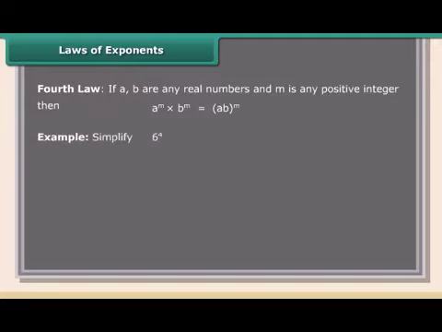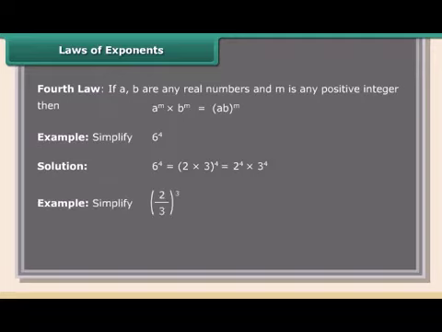Example: simplify 6^4. Solution: 6^4 is equal to (2×3)^4, which is equal to 2^4 × 3^4.